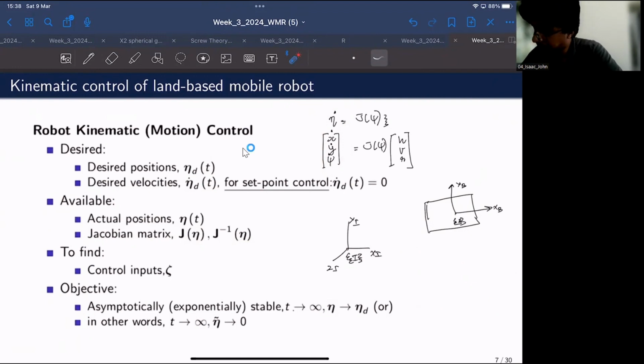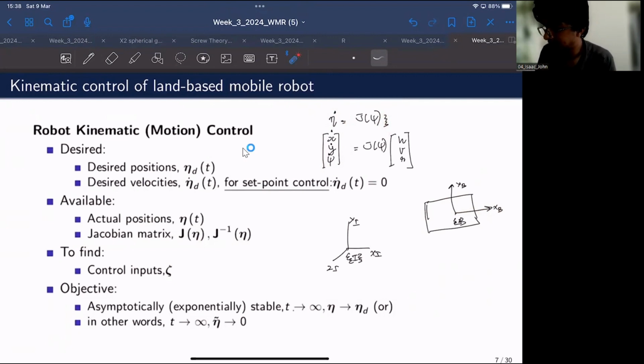So your objective is to find the control input zeta, right? In order for us to realize these desired velocities, what should be the control input that you should be giving to the mobile robot? Since the control input would be given to the mobile robot, it should be referred with respect to the robot's frame of reference. That is why zeta, the control input, is also defined with respect to the robot's local frame of reference.